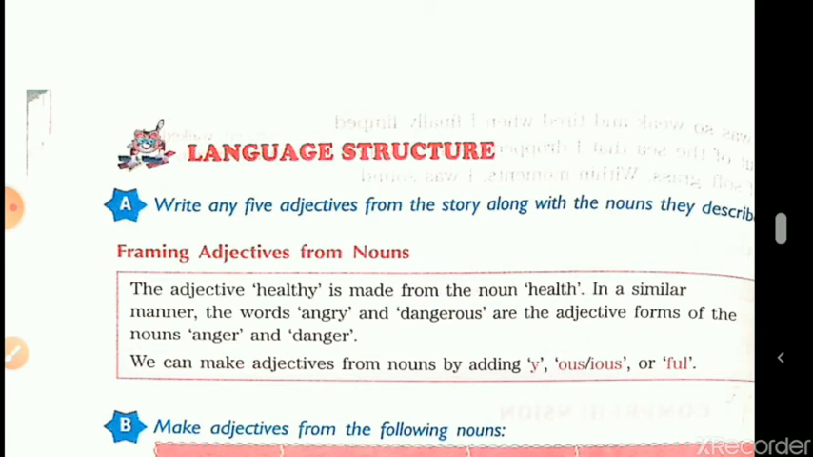And what are adjectives? Adjectives are known as describing words. They describe the nouns. वो बेटा किसको describe करते हैं adjectives? ये nouns को या pronouns को describe करते हैं. They give us information about the nouns. So what are adjectives? They are describing words. They describe the nouns or pronouns. Now, in the lesson, children, we need to find out 5 adjectives with the nouns which they are describing.